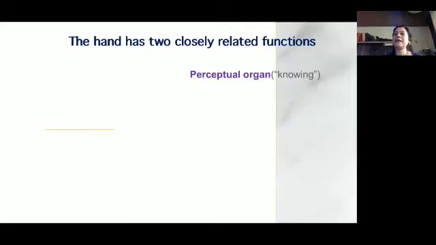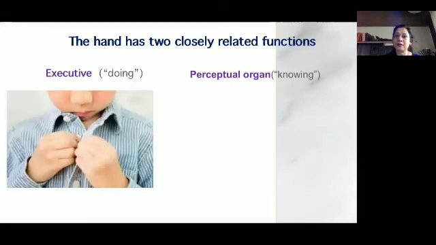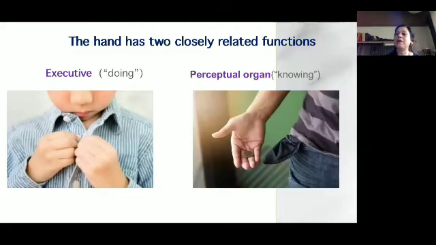So the hand has two closely related functions: the perception organ, which is the organ of knowing, and the executive organ, which is the organ of doing. Most of the kids who come to us come with these problems of doing. Very rarely do our mothers and our parents know that the main function of this organ is the perceptual function, and that is of knowing.